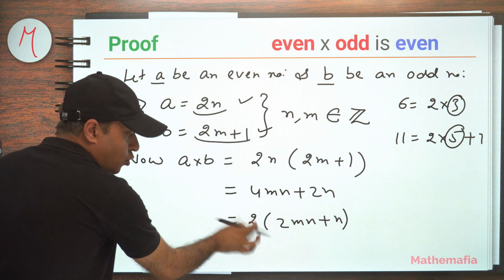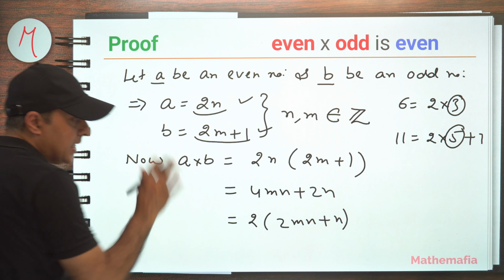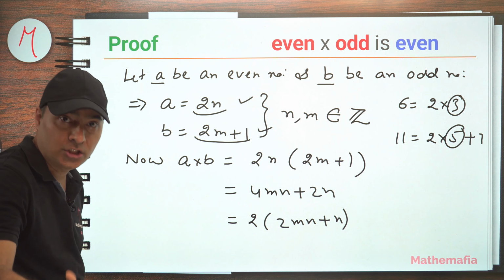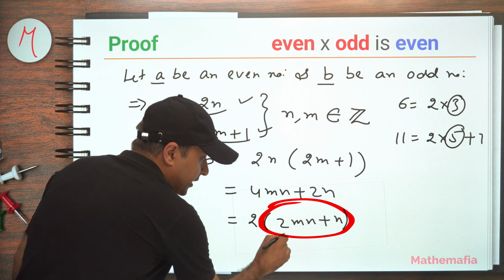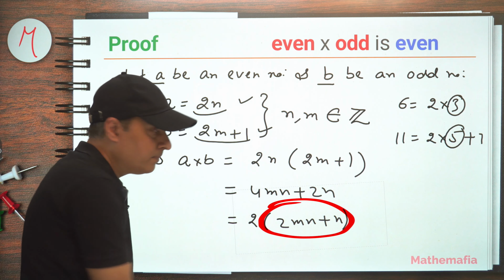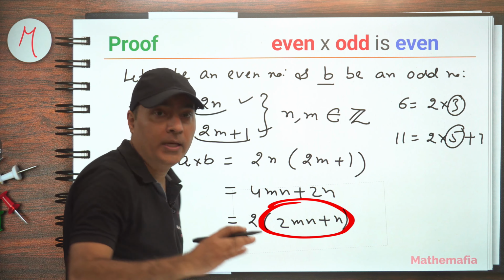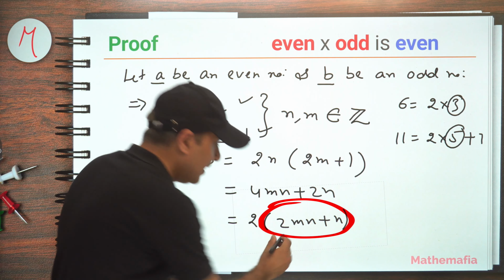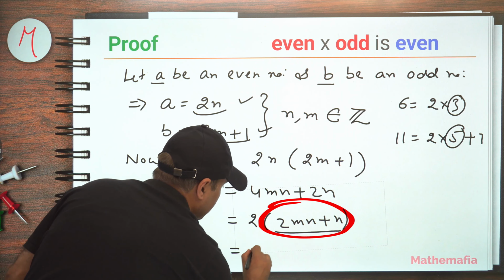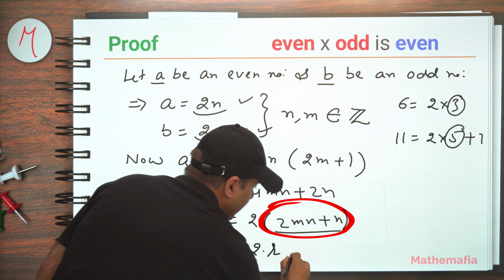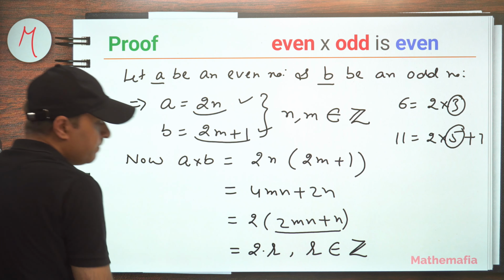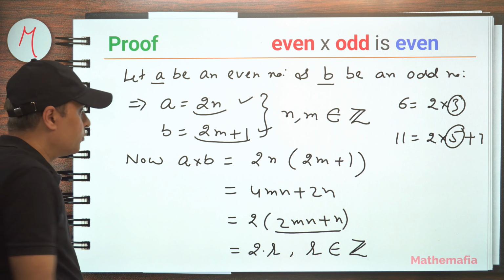So I just took 2 outside, only 2, because I just want to prove that this is again of the form 2 into an integer, right? Now 2 is an integer, m is an integer, n is an integer, so definitely 2mn is an integer, and then integer plus integer will again be an integer. So let's call this r. Okay, let's name it r. So we can write this is equal to 2 into r, where we know that r is also an integer, right? So that's it, that's what we wanted to prove.